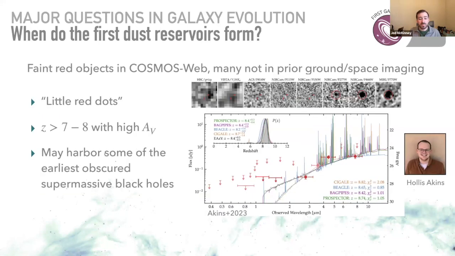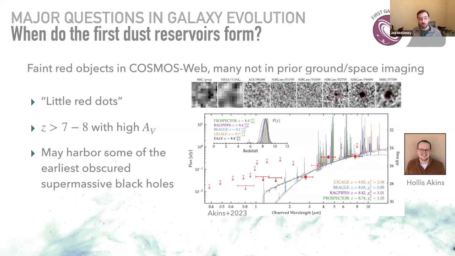Another subset of these galaxies are these so-called little red dots. So this is a sample in COSMOS-Web that Hollis Akins, a grad student here at UT, is really diving into. These are redshift 7 to 8 galaxies with high AVs. They're dusty, but they have interesting SEDs that have possibly blue slopes in the ultraviolet, and then reddened optical and near infrared. So it's some combination of unobscured and obscured star formation. These might even be hosting early obscured supermassive black holes.